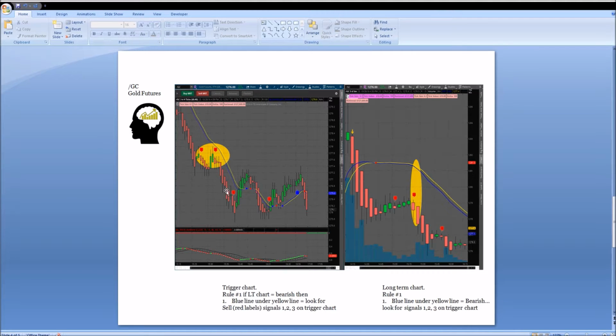Gold futures, same thing. This is a bearish, blue line under yellow. So right in here is where the trigger chart starts doing its thing. So we have a bearish down move. We get the red automated entry signal, and again, these signals are automated. I'm not placing these on the chart.